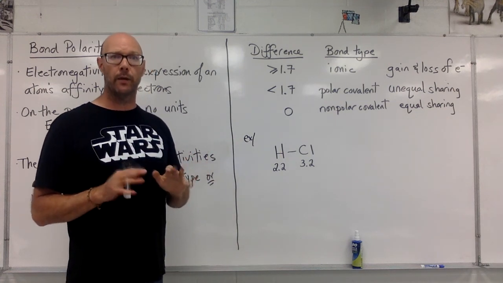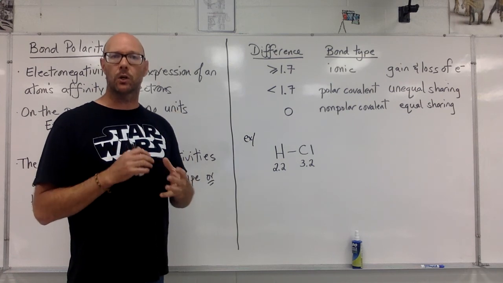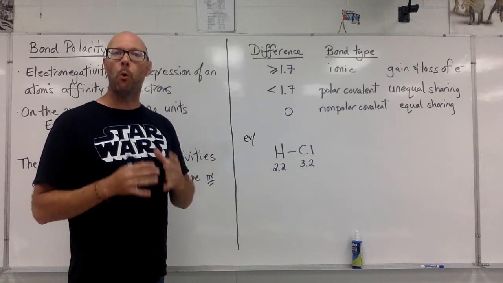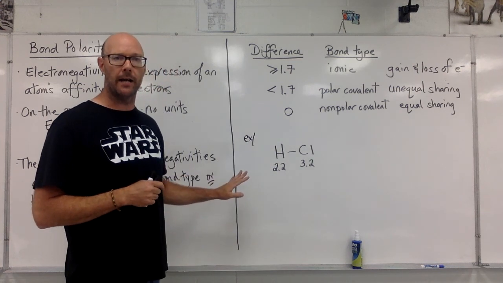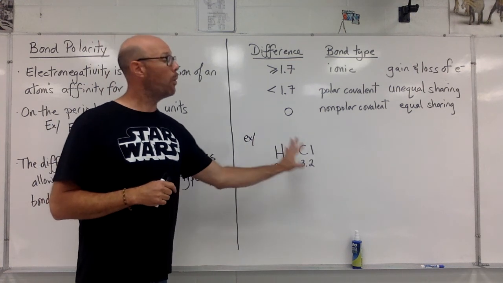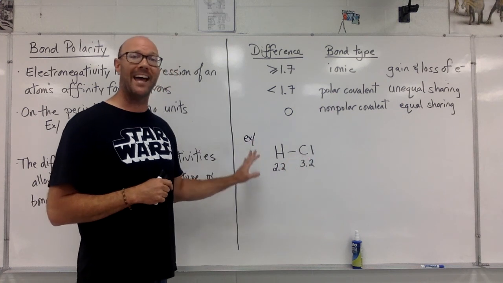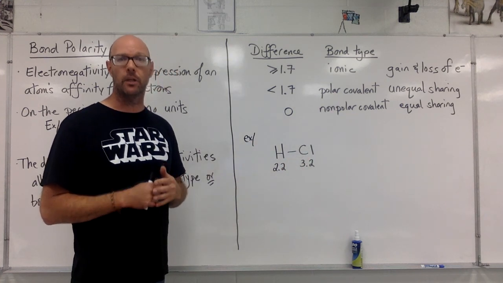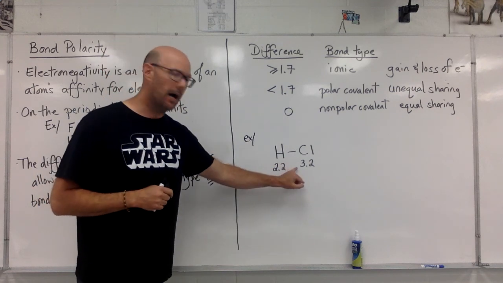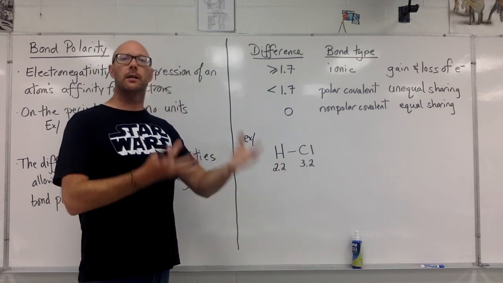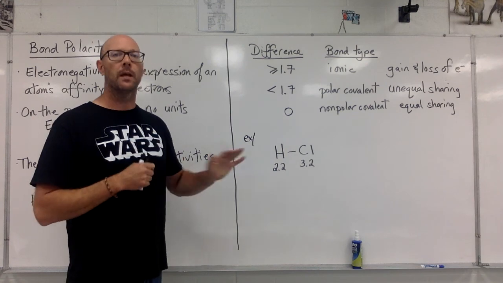Let's say that in a different way. The pair of electrons in the covalent bond are going to spend more of their time around the chlorine atom than the hydrogen atom. Not all of the time, just more of the time around the chlorine and less of the time around the hydrogen. We have unequal sharing. The element with the higher electronegativity is going to keep the electrons more than the other one.